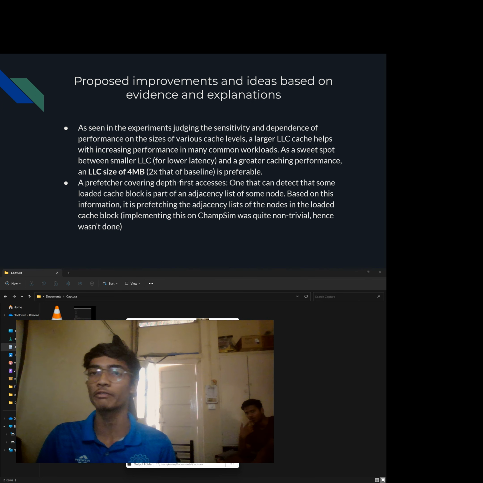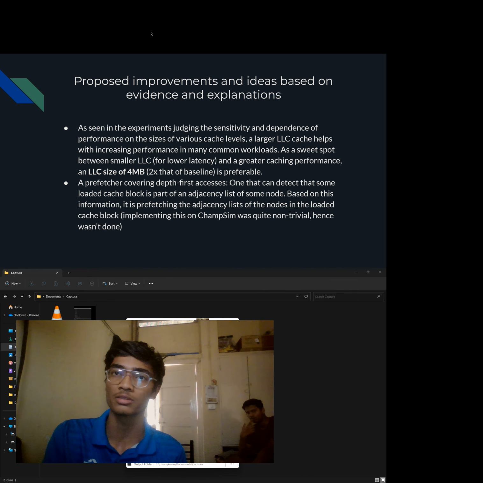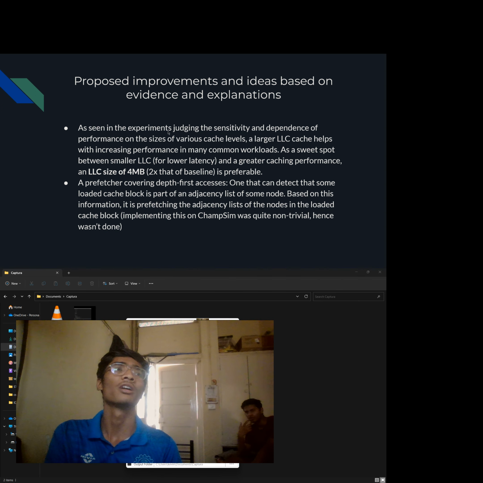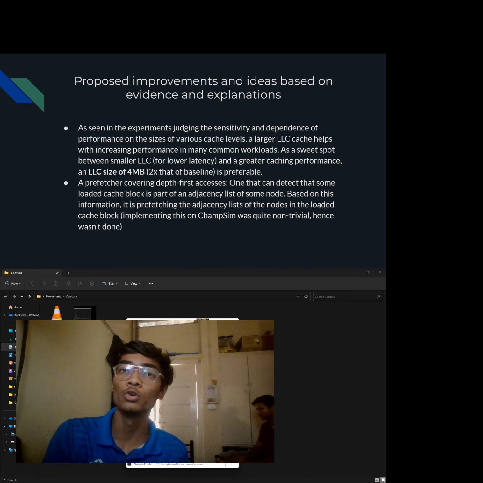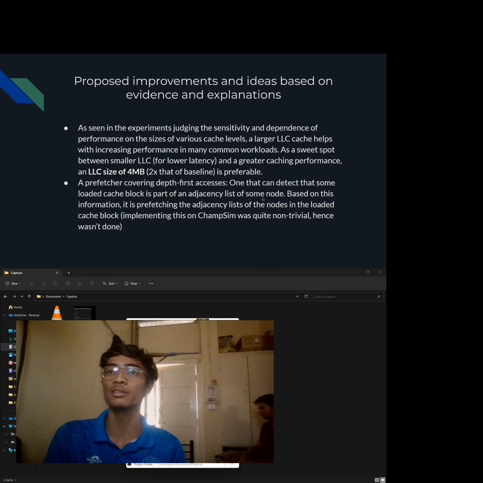Also, one of the implementations that we studied together and thought of is for BFS. I'm sorry, graph related implementations have a lot of delay with respect to dependency chains. So it's very important to parallelize the DRAM accesses, thus saving a lot of time and improving IPC. In order to do that, we could perform depth first accesses.